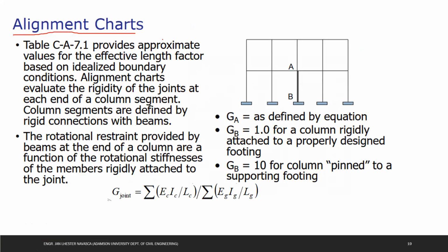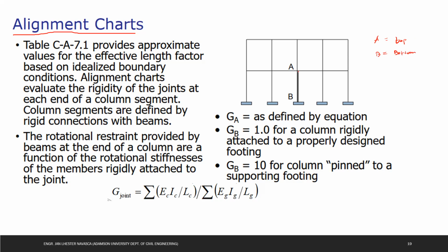It will provide an approximate value for the effective length factor based on idealized boundary conditions. The alignment charts evaluate the rigidity of the joints at each end of a column segment. Column segments are defined by rigid connections with beams. The rotational restraint provided by beams at the end of a column is a function of the rotational stiffness of the members rigidly attached to the joint. So let's say we have this frame. A is always at the top joint, and B is always at the bottom joint.